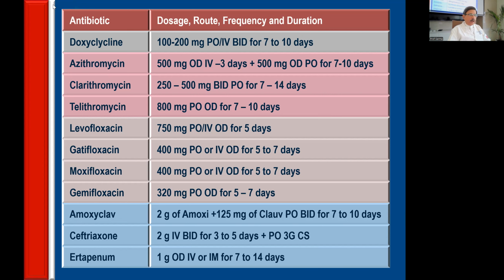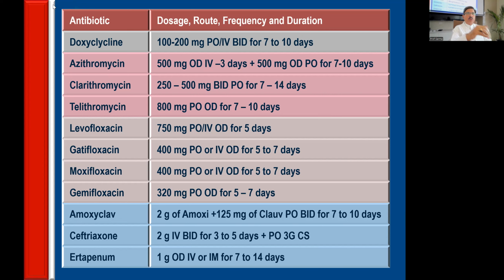Amoxiclav, 2 grams of amoxicillin plus 125 milligrams of clavulanic acid. What you give normally is 500 plus 125. That is not adequate. So you have to separately take amoxicillin extra, 625 plus another 1,500 of amoxicillin.